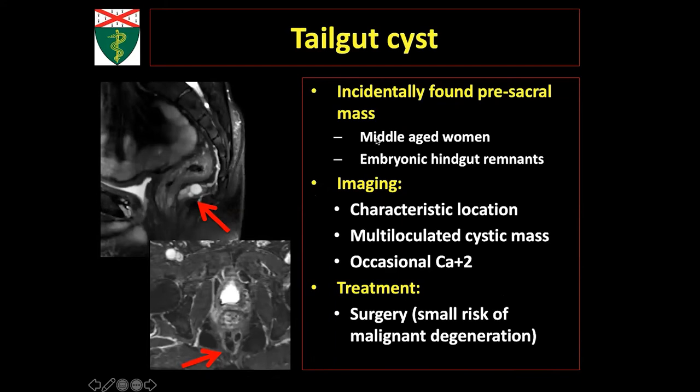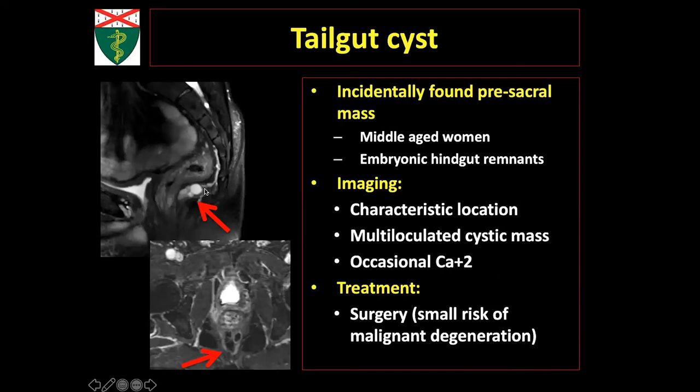Again, you look at the literature, they'll describe it more often in middle-aged women, but we've seen it in males and females. It's from an embryonic hindgut remnant. And the key is the location, which is presacral. The fact that it looks multiloculated, so on the T2-weighted images, I was trying to show you that there's one cystic component here, one here, one here, one here, one here.